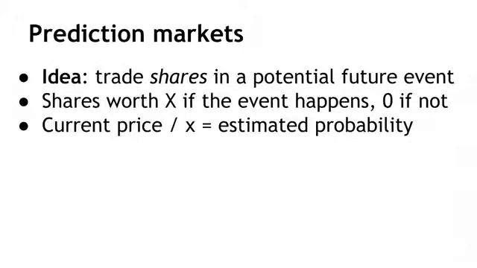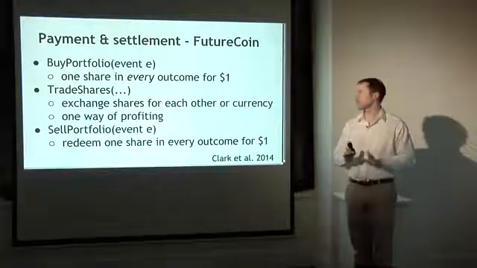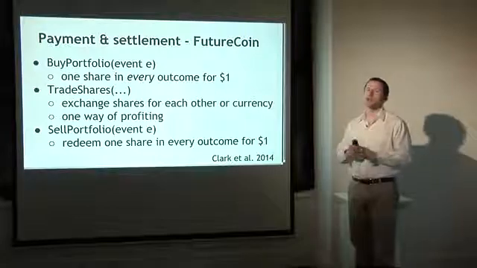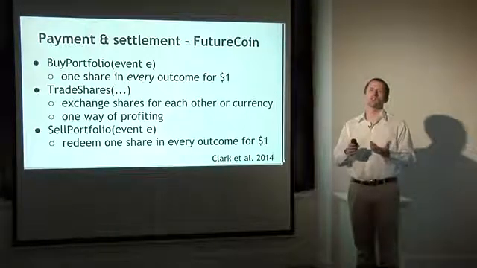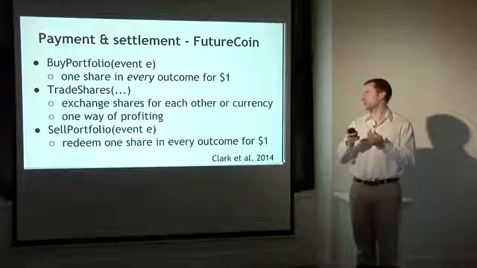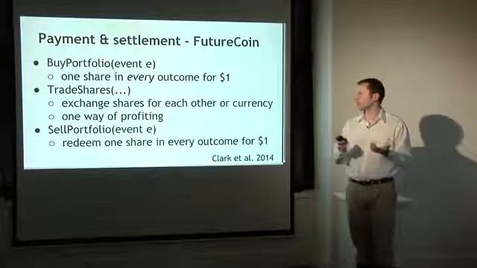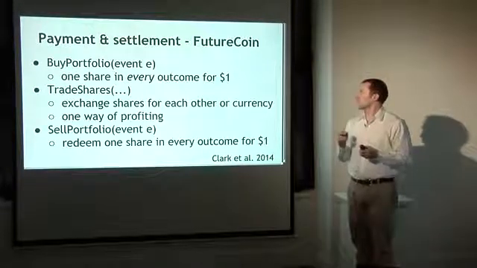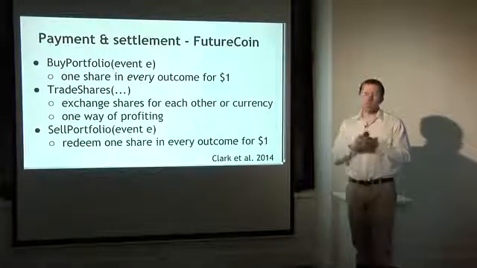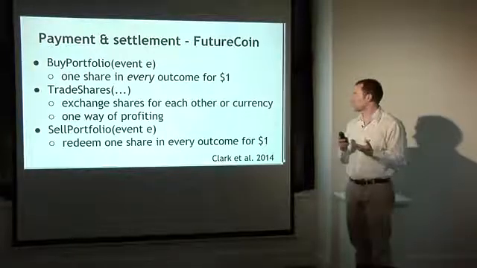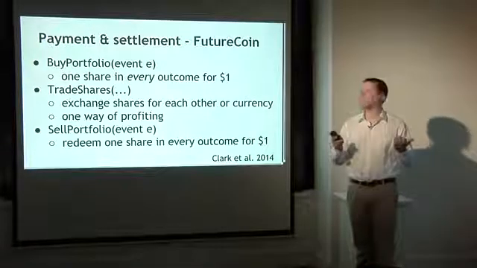So what would that look like? There's a proposal for doing this called FutureCoin. This isn't an altcoin, it hasn't actually been built, that adds a couple of transaction types in addition to just normal sales of Bitcoin or any other cryptocurrency. So the transactions that are added specific to prediction markets let you buy a portfolio in some event.